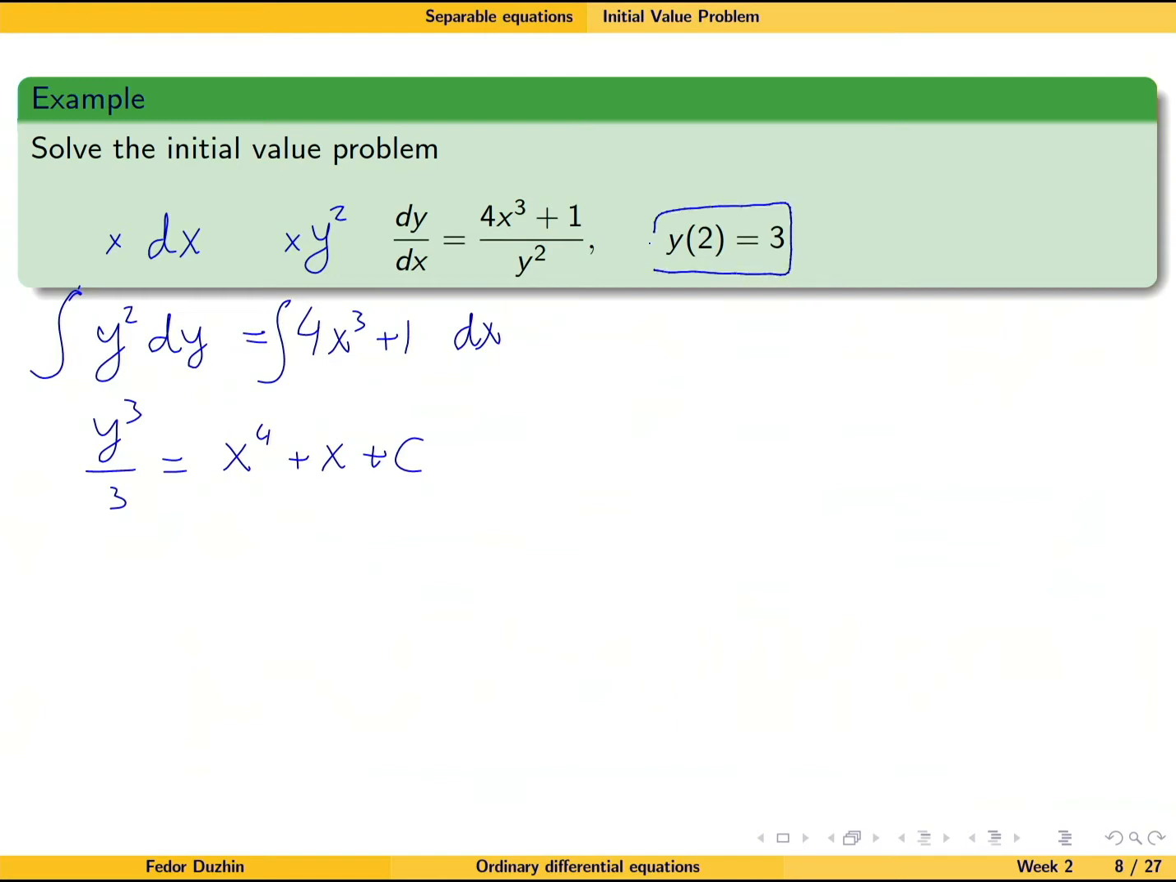Well, now what the initial condition can tell us is that we can solve for c, because the initial condition tells us that x equals 2 and y equals 3. So we can just substitute it and solve for this constant. Well, maybe let me rewrite it a little bit like this. y cubed equals 3 times x to the 4 plus x plus c.